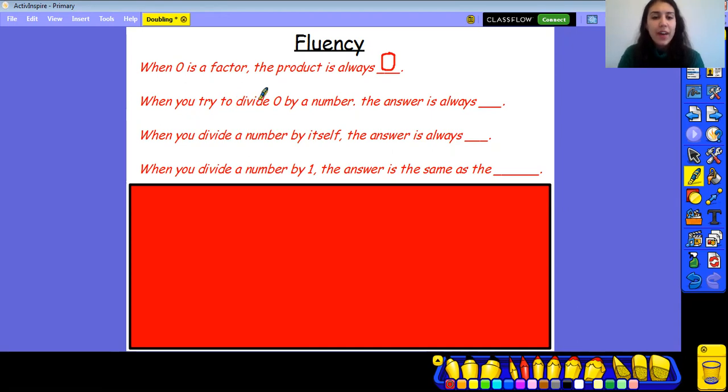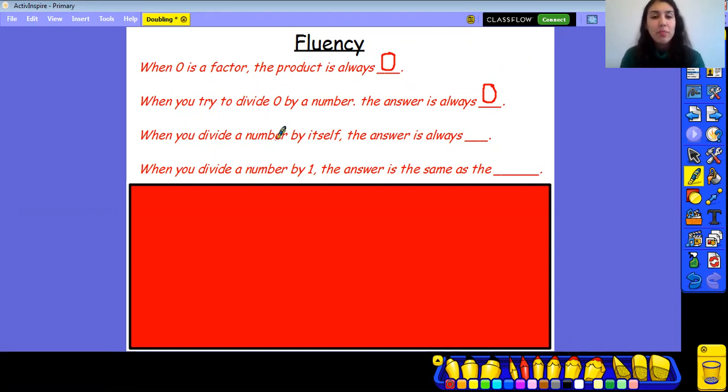When you try to divide 0 by a number, so this is now when I've got 0 divided into groups of 1 or groups of 3. So when you try to divide 0 by any number, the answer is always 0. Fantastic. If I'm starting out with 0, I've got nothing. There's no way I can share that into groups of 2 or groups of 5 because I don't have anything.